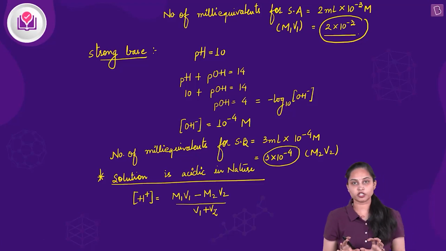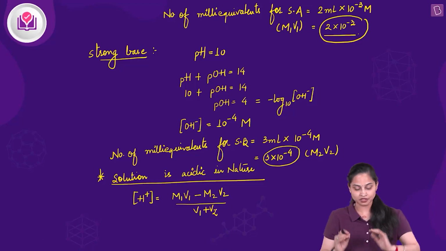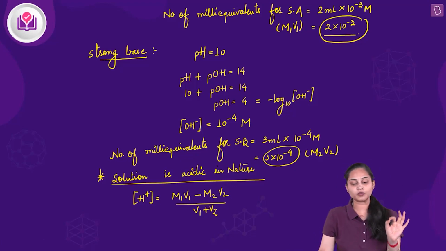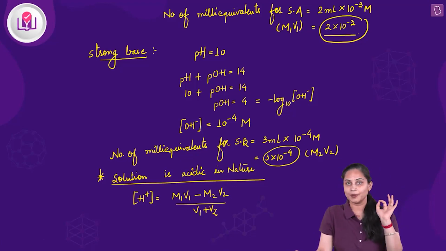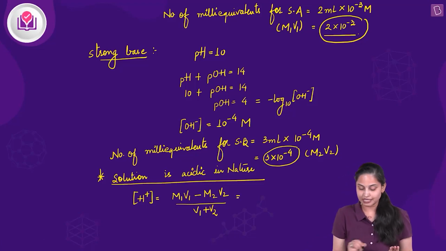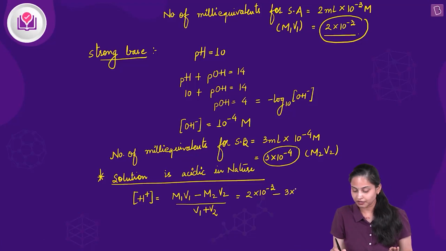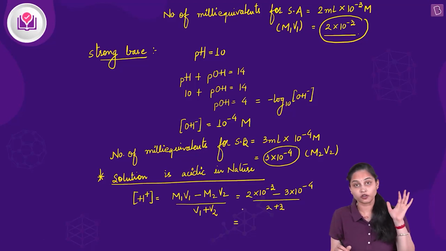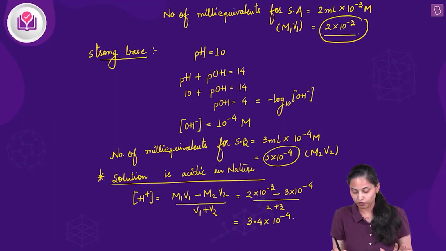This is the expression to calculate the hydrogen ion concentration. Basically, you can say that the hydrogen ion concentration equals the number of milliequivalents of strong acid minus the number of milliequivalents of strong base, divided by total volume. So it will be equal to 2 into 10 raised to power minus 3 minus 3 into 10 raised to power minus 4, divided by 2 plus 3. When you calculate this expression, your result will be 3.4 into 10 raised to power minus 4 molar.